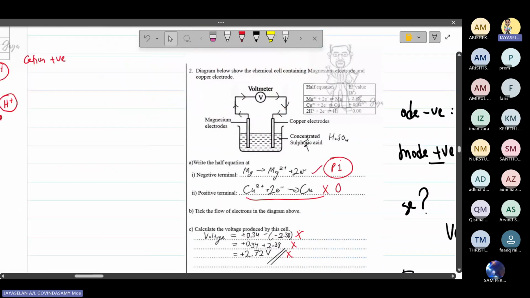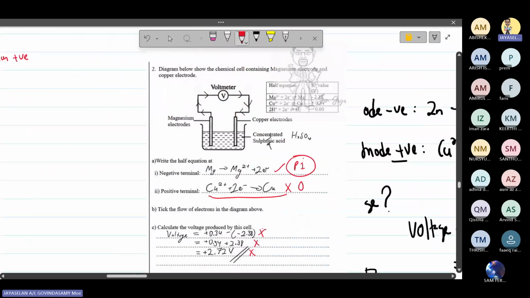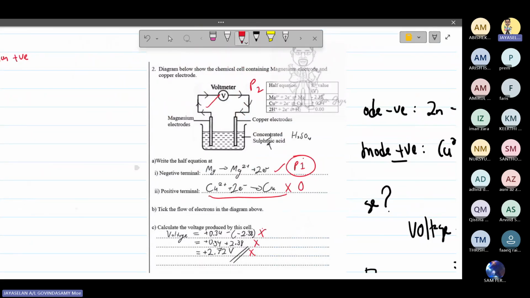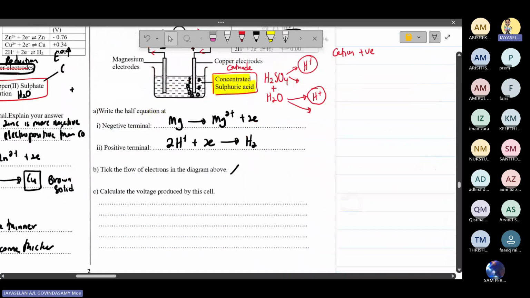Okay, tadi pelajar tu dia ada tick. Oh, this one saya lupa bagi markah lah. Okay, this one 0.2. Okay, so you score 0.2 lah. Okay, can. Okay, now we go for voltage.